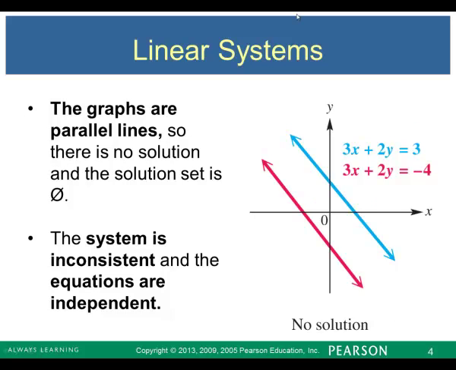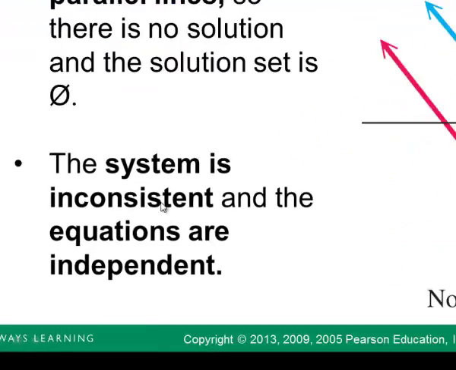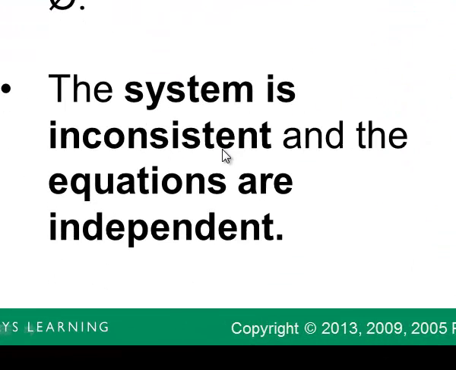Here we have two parallel lines for two equations. This is our system of equations here. And so they don't intersect at any point. There's no common point between the two lines. So there is no solution. And this is considered an inconsistent system. The equations are independent of each other because they don't cross anywhere.